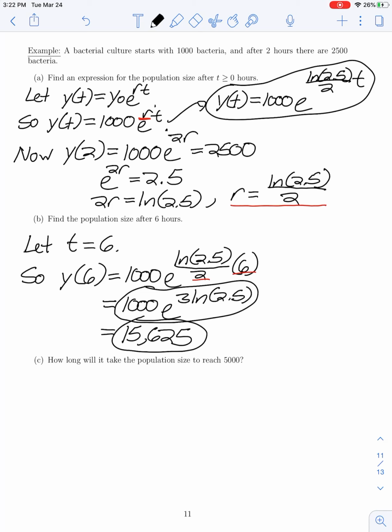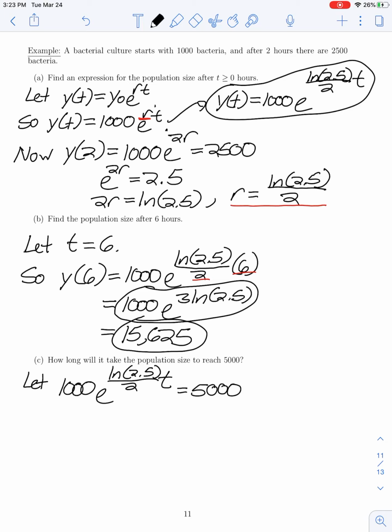Now, another question of interest for these exponential growth models is how long it would take the population to reach a certain size, say 5,000. In part A, we found an expression for the population at any given time, y of t. So we're going to take that general population size, 1,000 times e to the natural log of 2.5 over 2 times t, and set it equal to the desired population size, 5,000.